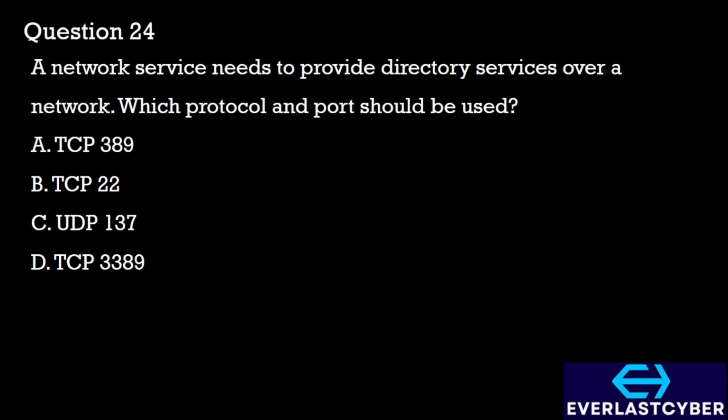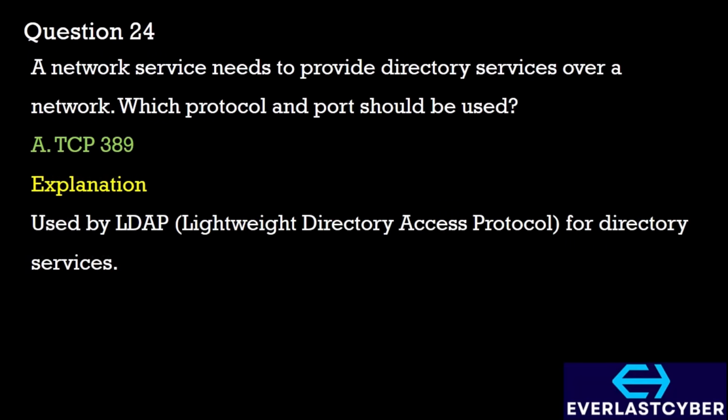Question 24. A network service needs to provide directory services over a network. Which protocol and port should be used? A, TCP 389, B, TCP 22, C, UDP 137, D, TCP 3389. For this, we'll be going with option A, TCP 389, which is used by LDAP or Lightweight Directory Access Protocol for directory services. The other options, TCP 22 is used by SSH for remote access, UDP 137 is used by Network BIOS Name Service, while TCP 3389 is used by remote desktop connections.